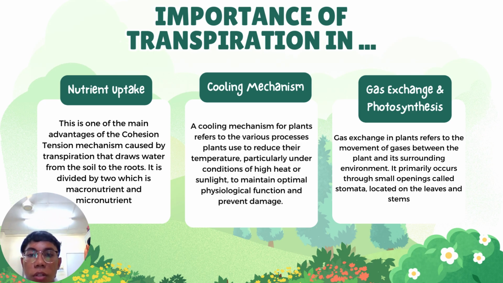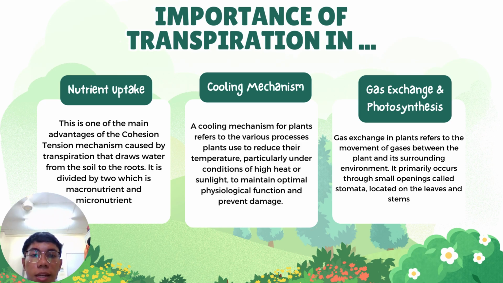The next one is the cooling mechanism. A cooling mechanism for plants refers to the various processes plants use to reduce their temperature, particularly under conditions of high heat or sunlight, to maintain optimal physiological function and prevent damage.